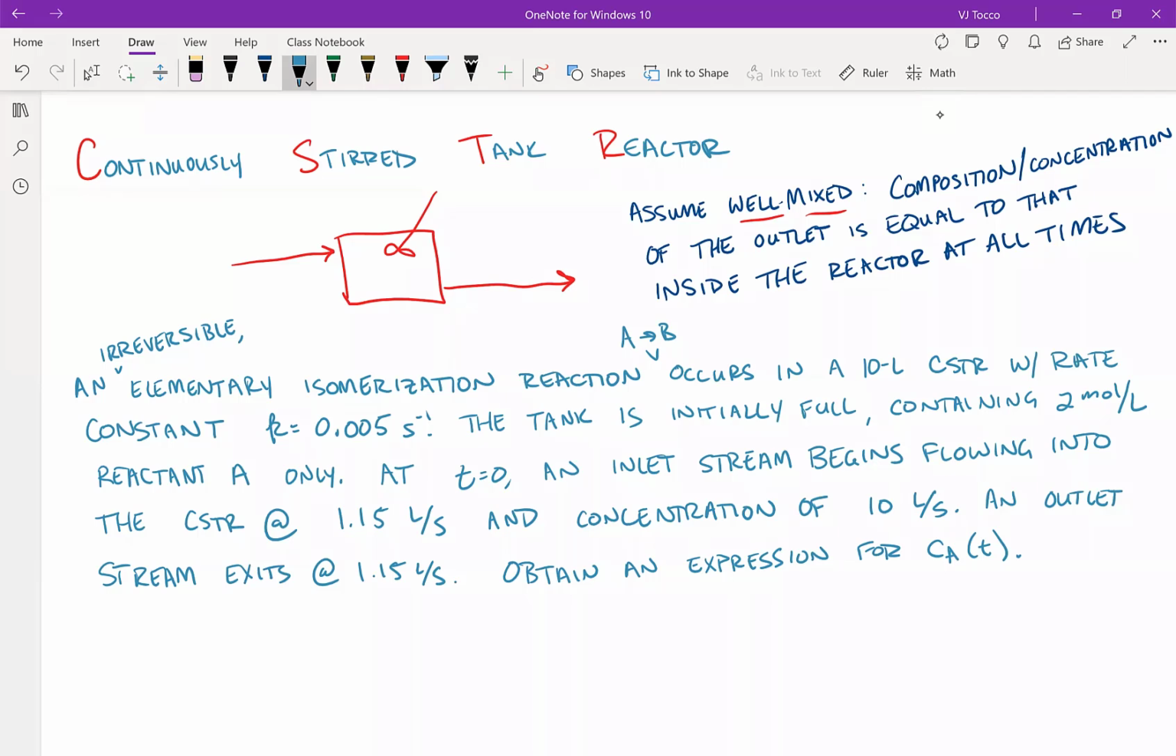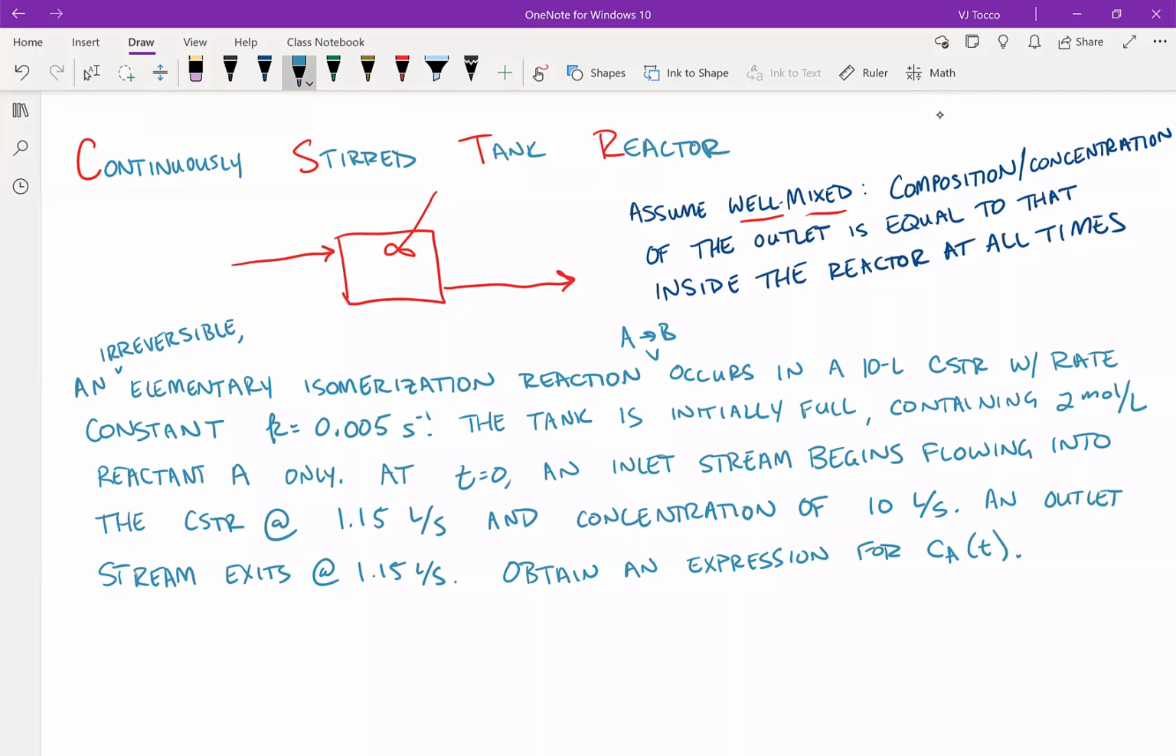So let's take an elementary irreversible isomerization reaction, A goes to B, occurring in a 10-liter CSTR with a rate constant of 0.005 inverse seconds. We'll say the tank is initially full and the initial concentration of component A is 2 moles per liter, and it contains reactant A only. So the initial concentration of B is going to be assumed to be 0.